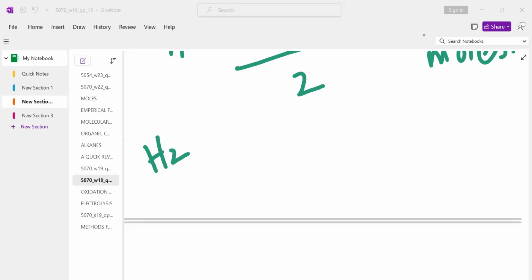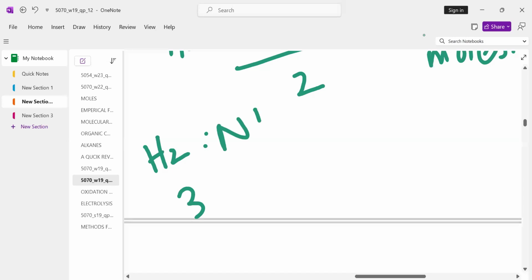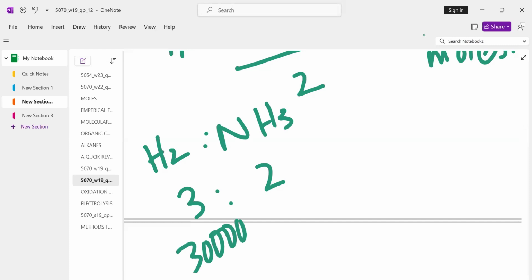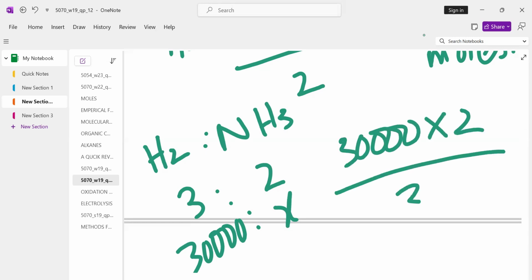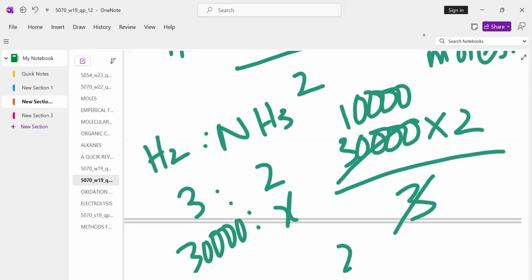Okay, so hydrogen is 3 and ammonia is 2. So the ratio is 2 to 3. The moles of hydrogen were 30,000 and the moles of ammonia we need to calculate, which is X. So 30,000 into 2 divided by 3. The answer comes to 20,000 moles of ammonia.